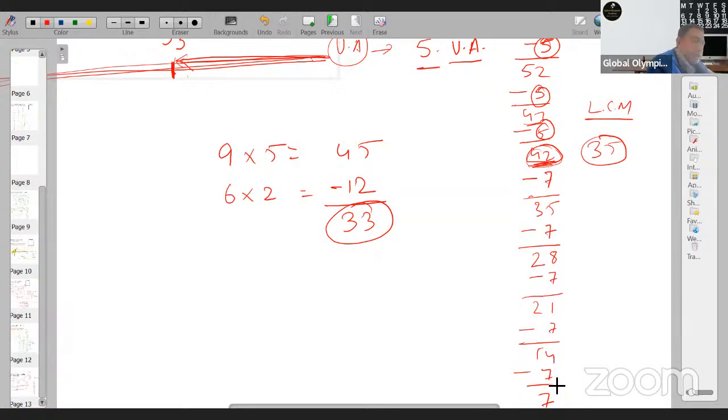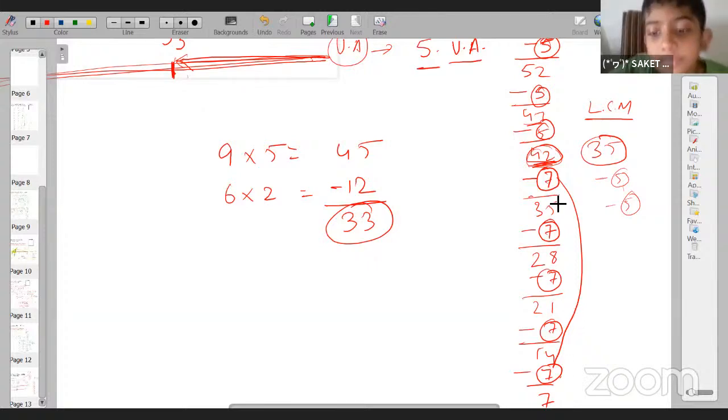Okay, now let's just imagine this. If I take this 7, this 7, this 7, this 7, and this 7, in its place, if I start going down by 5, there are 5 7s here, correct? If I start going down by 5s from here, I will go down by 7 5s, and I'll reach the same number, because 42 minus 35 is 7 only, right?